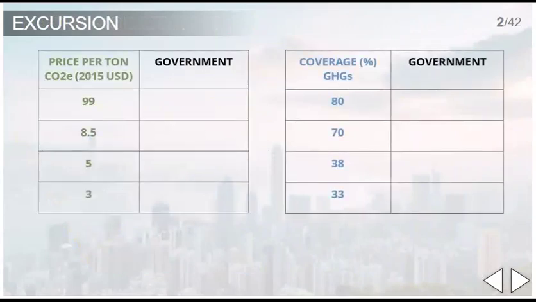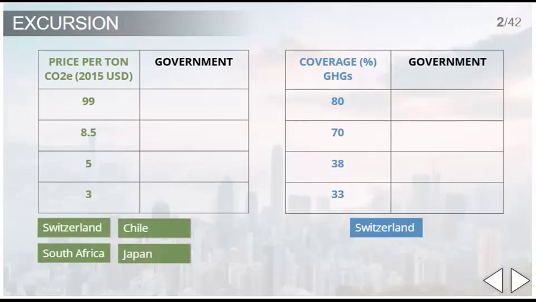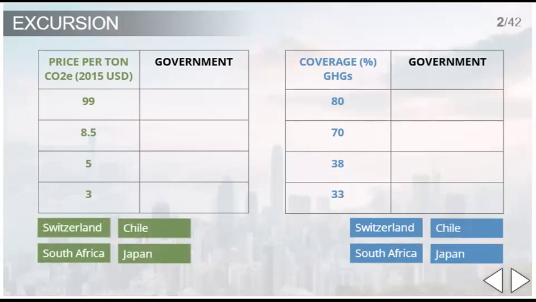Numerous countries have undergone the process of designing a carbon tax. Let's have a look at the tax design decisions some of these countries have made. Consider the two tables. They show actual tax rates and emission coverage of 4 jurisdictions, from highest to lowest. Do you know how the 4 countries rank in each of the 2 categories? Simply drag and drop them into the tables.